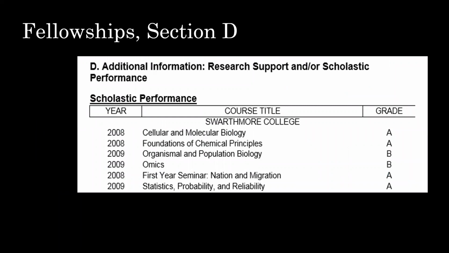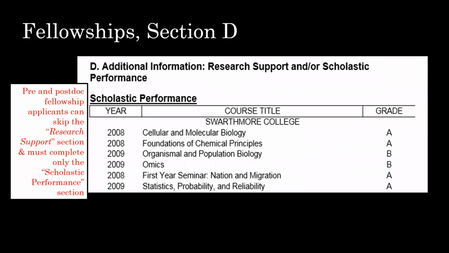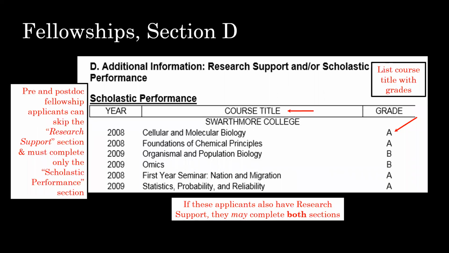So how are fellowships different in Section D? When fellows are applying for grants, they may not have any research funding. So we can skip this section, or they can complete scholastic performance. And this is what it would look like. They would list the courses with titles and grades. If these applicants also have research support, they may complete both sections.